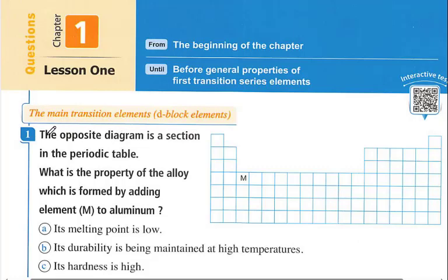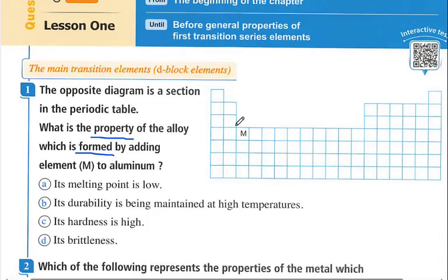Okay, the first question is, the opposite diagram is a section in a periodic table. What is the property of the alloy which is formed by adding element M to aluminum? So element M here is in 3b, the starting of the first transition series. It is scandium 21. So scandium with aluminum makes MIG fighter as its hardness is very high.